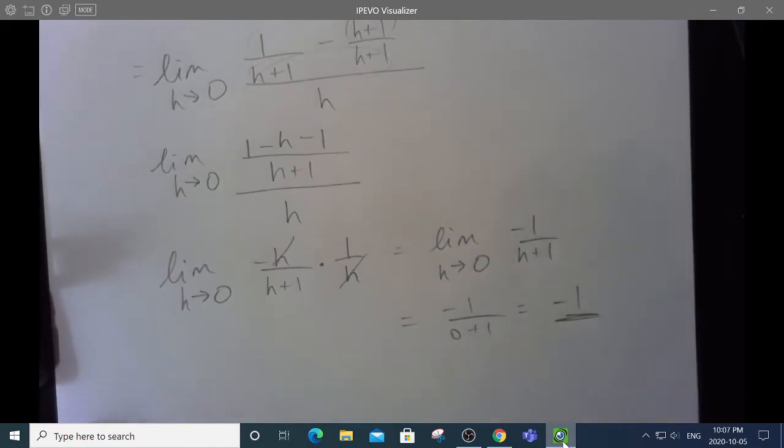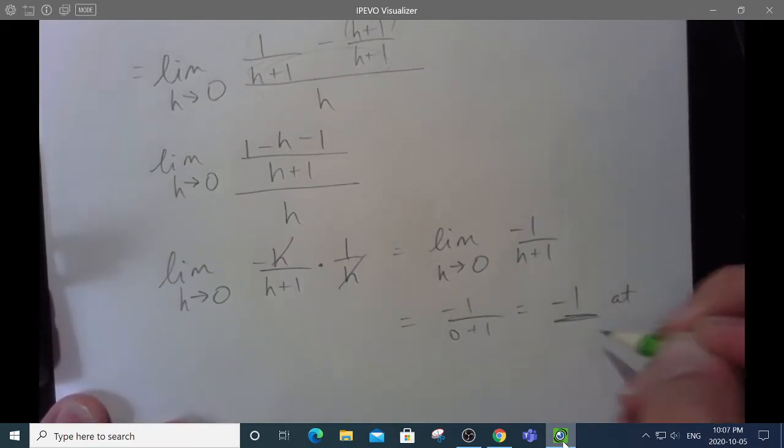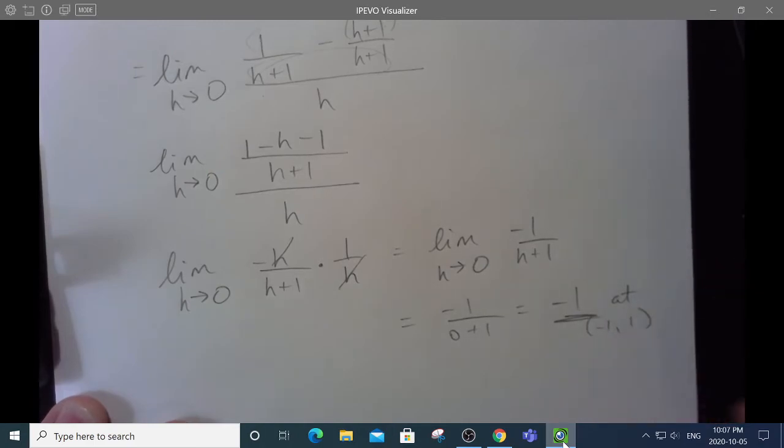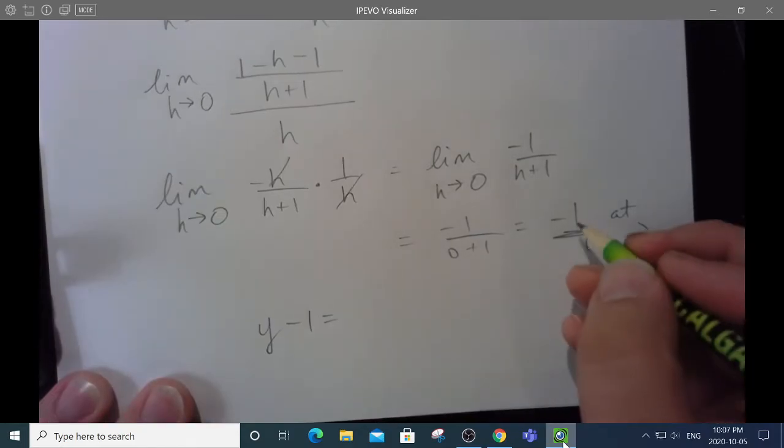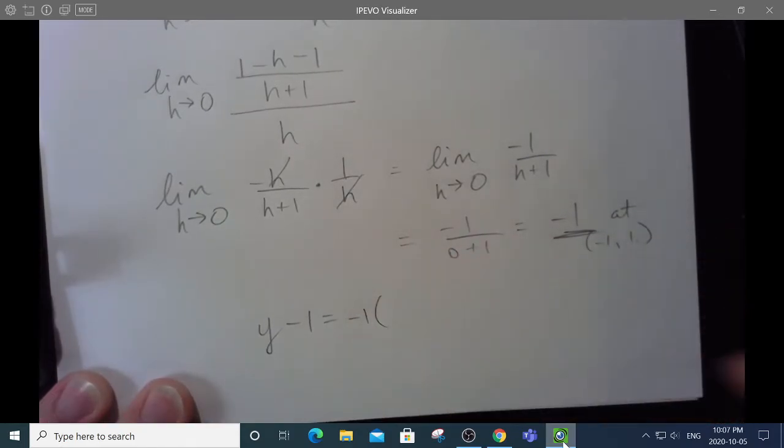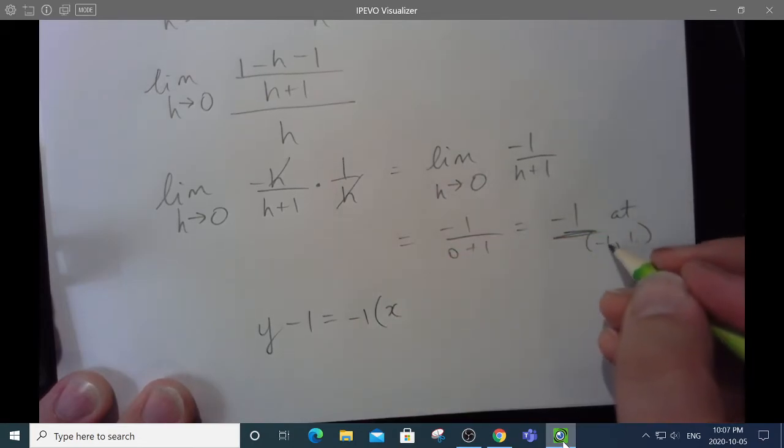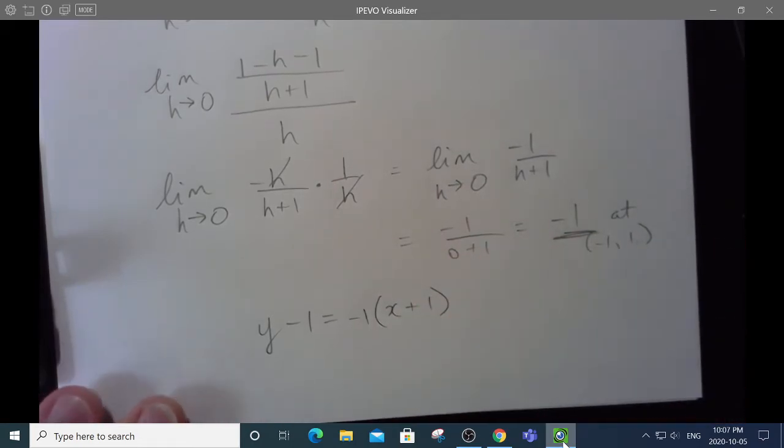I'm supposed to find the equation. Remember that the point that we had was at the point negative 1, 1. So let's use our equation again. That would be y minus 1, that's this one right here, equals my slope, which was negative 1, times x, and it's minus negative 1, so I'll just call that x plus 1.